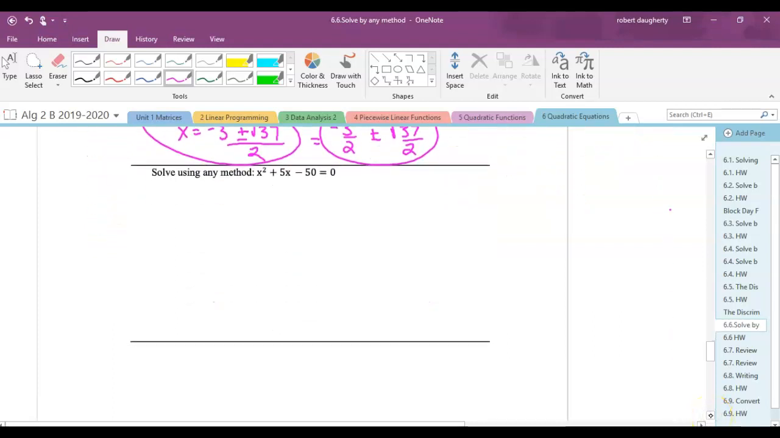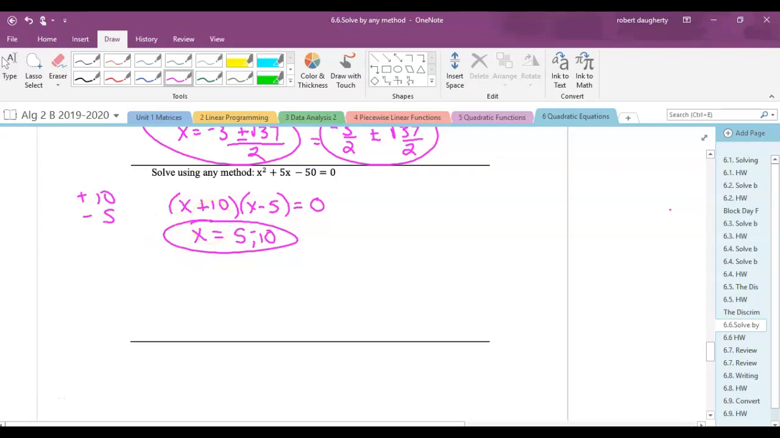What do we think here? Are there numbers that multiply to negative 50 and add to 5? Yeah, so negative 10 and positive 5 multiply to negative 50 and add to negative 5. So what can I do with these numbers? Oh, it'd be the other way around. Those two numbers multiply to negative 50 and they add to 5. So this is just going to be x plus 10, x minus 5 equals 0. What is x equal to? Yeah, 5 or negative 10.